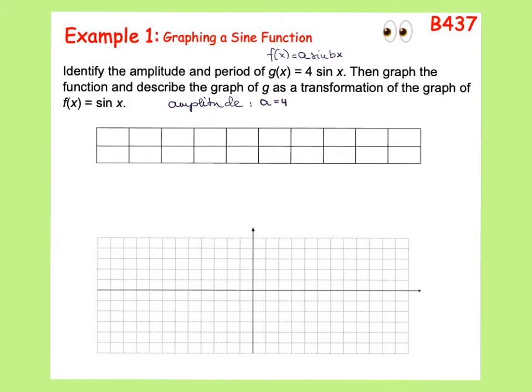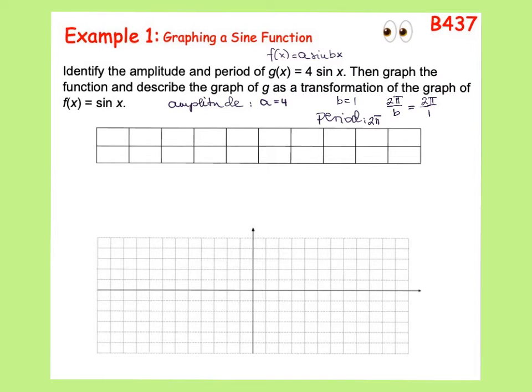And since b, the value of b is 1, to calculate the period, we are going to have to do 2 pi divided by b. Since b is 1, we are going to do 2 pi divided by 1. So the period is just going to be 2 pi. So here I am going to say b was 1.